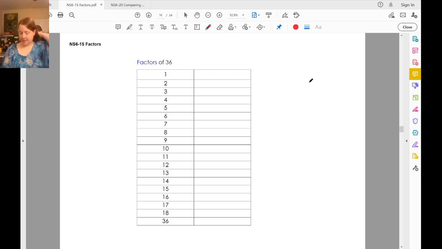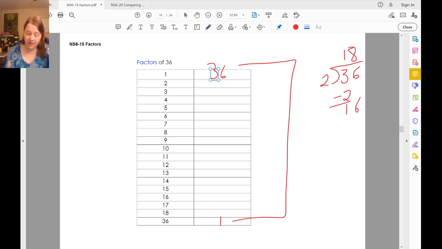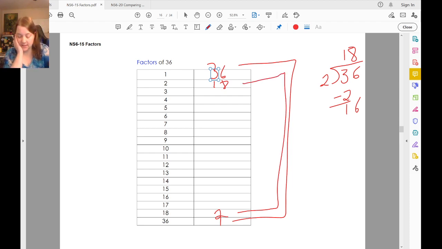Then we have 36. 1 times 36 equals 36. So there's our first one. 2 times what equals 36? Let's go ahead and do that division off to the side. 36 divided by 2. That would be 18. So I'm going to put 18 there. And oh, wow, look at that. There's an 18 down there. How convenient. 3 times what equals 36? That's going to be 3 times 12.